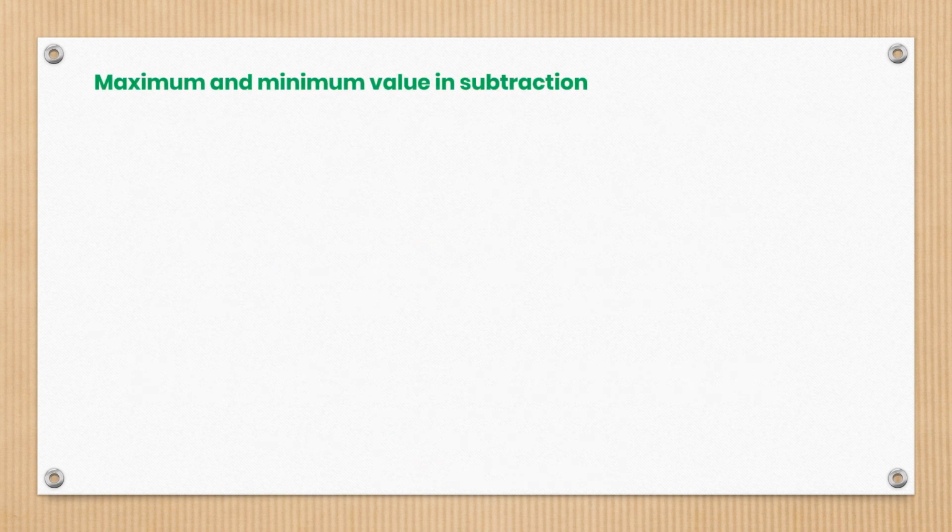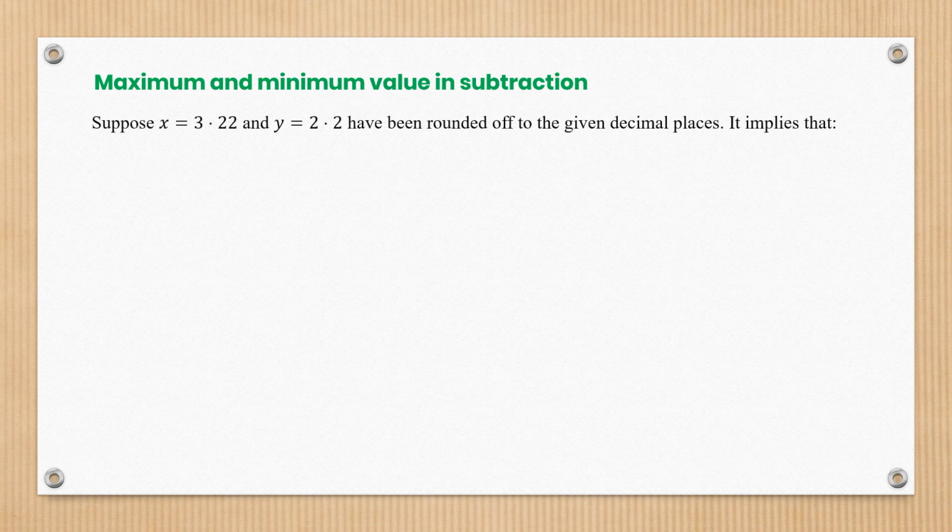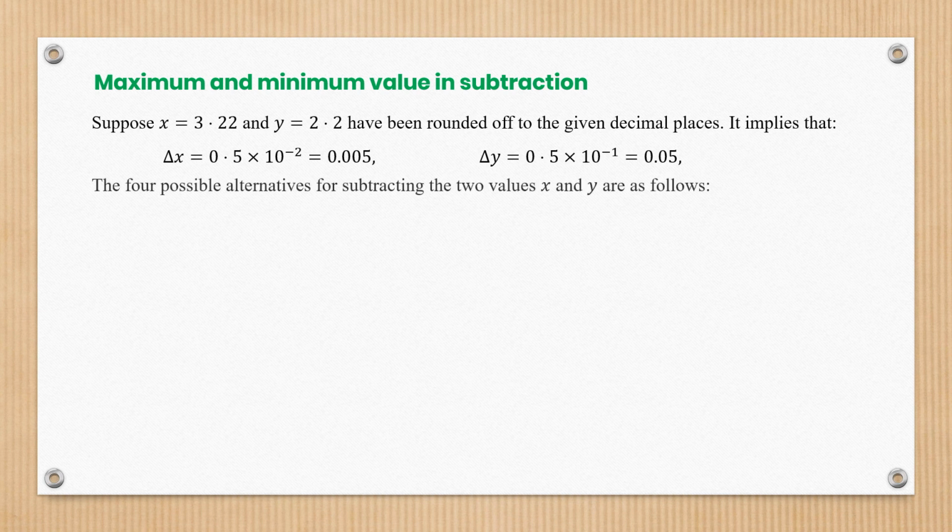Alright, so let's look at the case of subtraction, maximum and minimum value in subtraction. Now suppose x is 3.22 and y is 2.2 have been rounded off to the given number of decimal places. So we're going to have the same exact thing, and now we're going to look at the case where we have subtraction. Now remember, there are also going to be four possible alternatives when you're subtracting the two values x and y. Let's look at x min minus y min. We shall have 3.22 minus 0.005 minus 2.2 minus 0.05. This shall give me 3.215 minus 2.15. So I'll have 1.065.